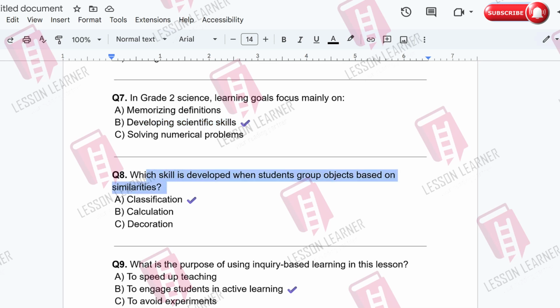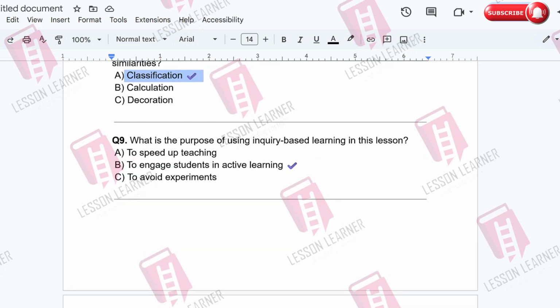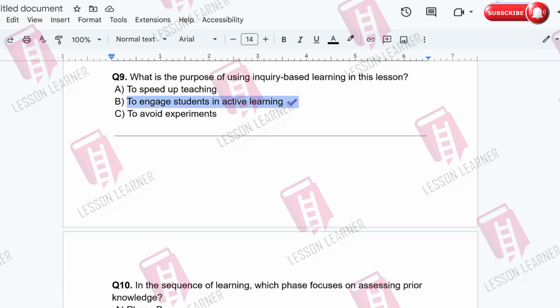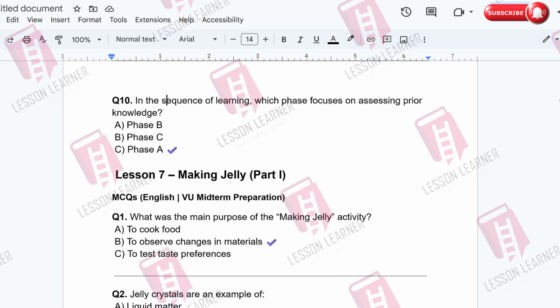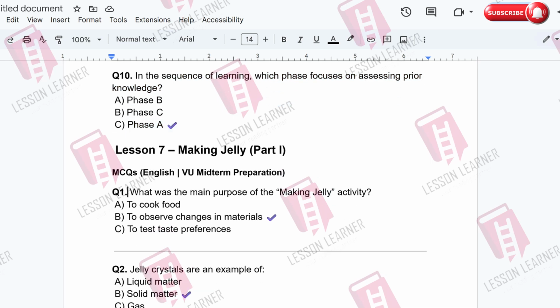Which skill is developed when students group objects based on similarities? It's classification. What is the purpose of using inquiry-based learning in this lesson? To engage students in active learning. In the sequence of learning, which phase focuses on assessing prior knowledge? It's phase A.